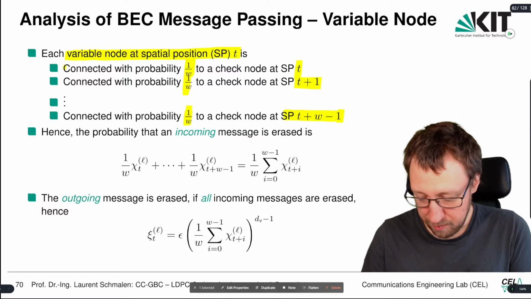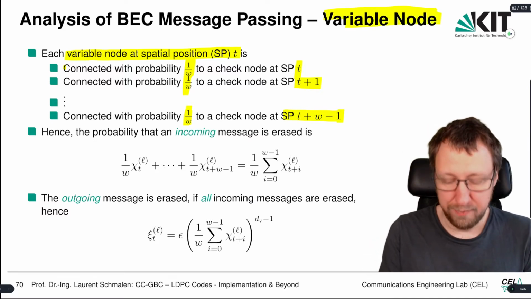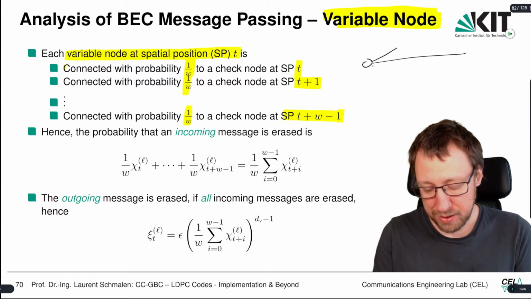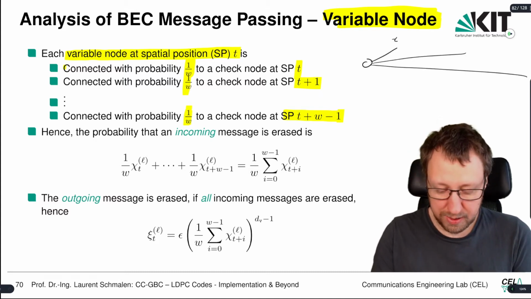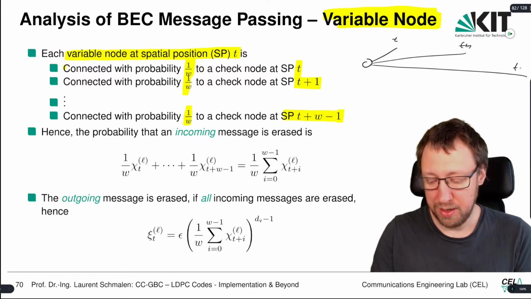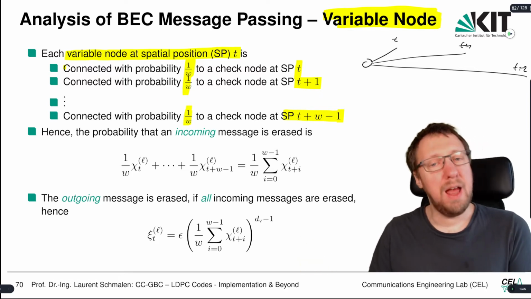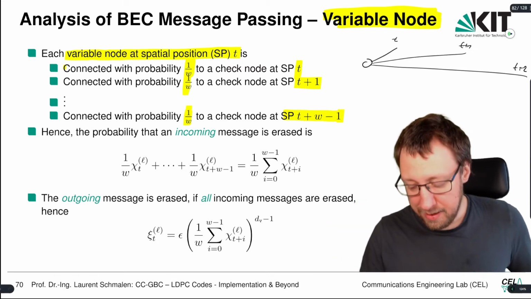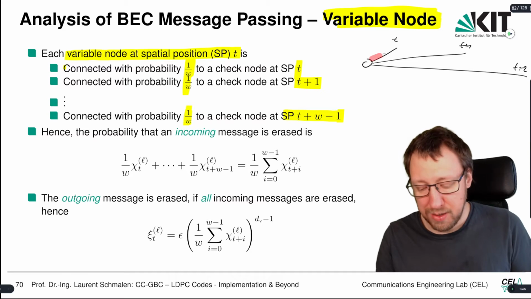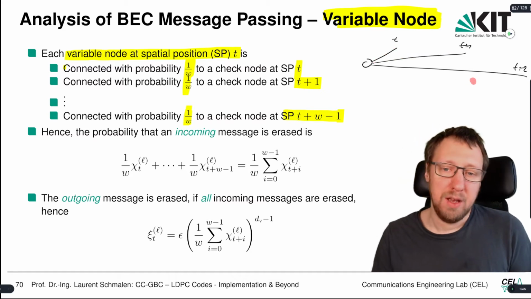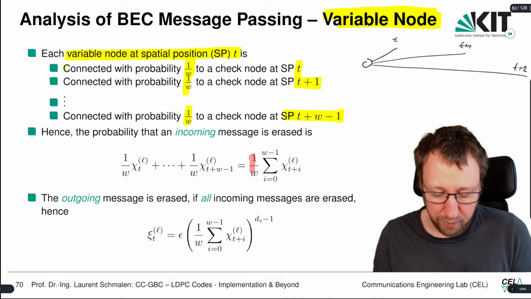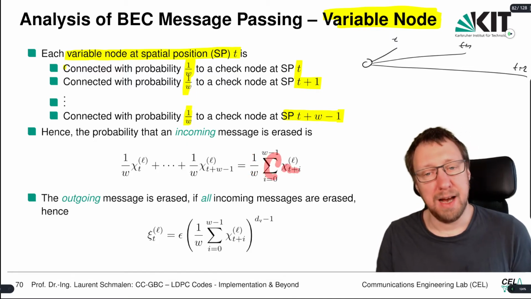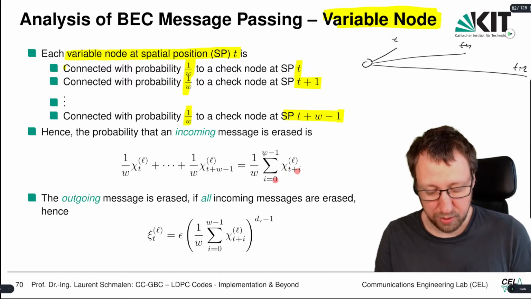By incoming message I mean, because here we're looking at the variable node specifically, it can have messages coming from spatial position t, spatial position t plus 1, spatial position t plus 2, and so on. And we average the probabilities, or we take a look at the average probability that the message is erased. We have a random process that defines where it is connected. So the probability that it is erased is 1 over W times the sum over chi_{t+i}, where i goes from 0 to W minus 1.